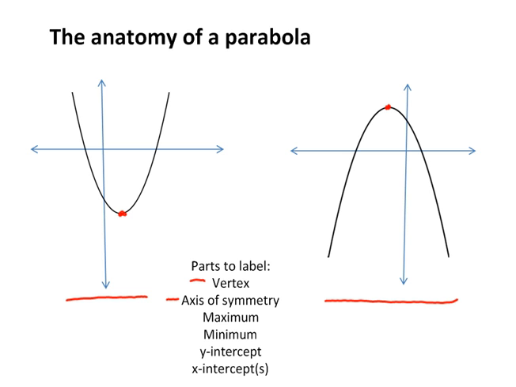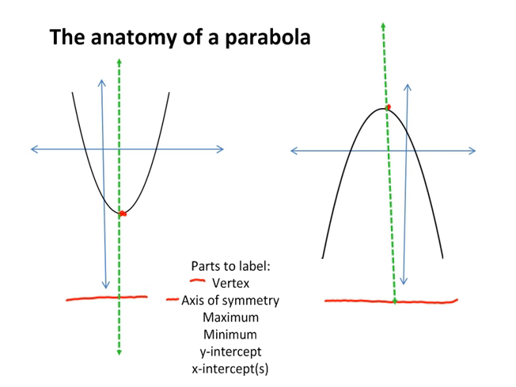The axis of symmetry is the line that splits it in half. You've talked about lines of symmetry before, and so this is the line of symmetry, but we call it the axis of symmetry. It's the line that splits right down the middle, and you'll notice that the vertex sits on that line of symmetry. Let me move those over so they're in the right spot. There we go. So that's the line of symmetry.